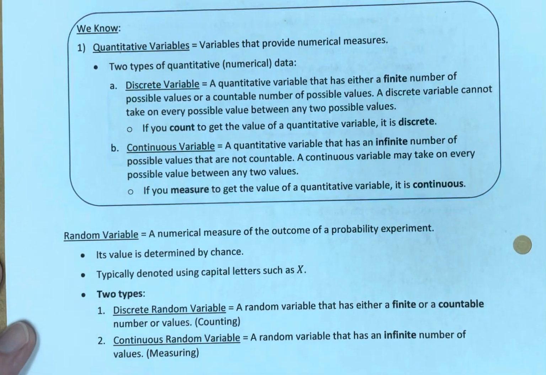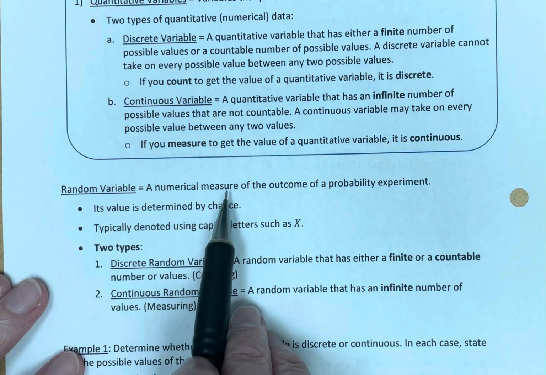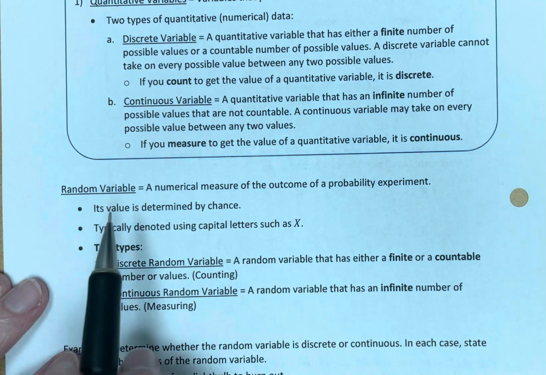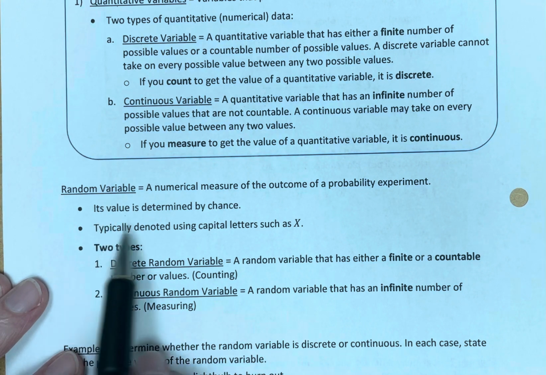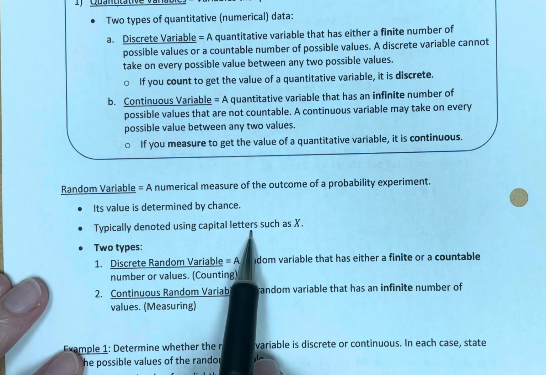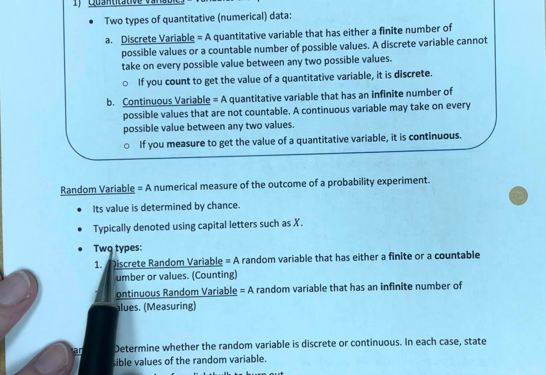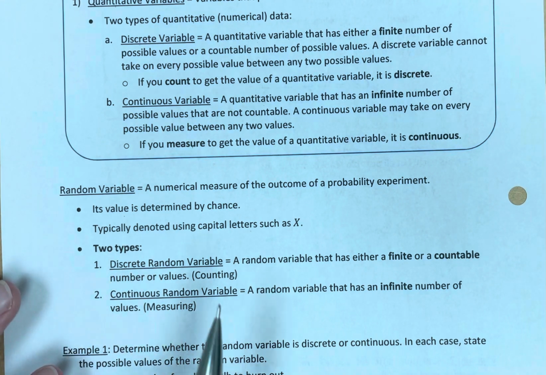Okay? Let's define random variable: a numerical measure of the outcome of a probability experiment. Its value is determined by chance. Typically, a random variable is denoted using capital letters like X. And there are two types of random variables. Go figure, discrete and continuous.